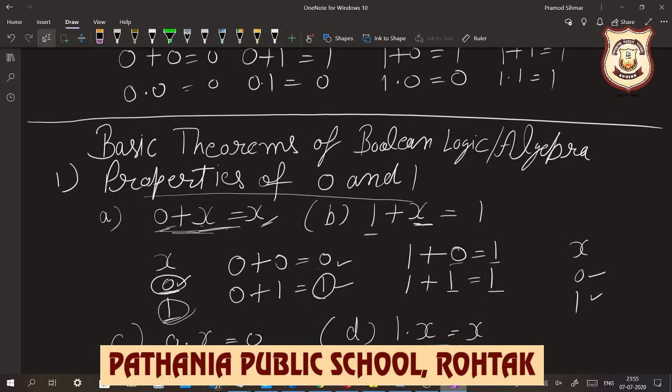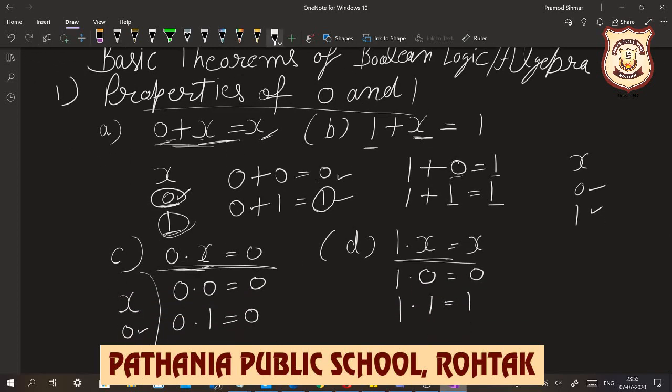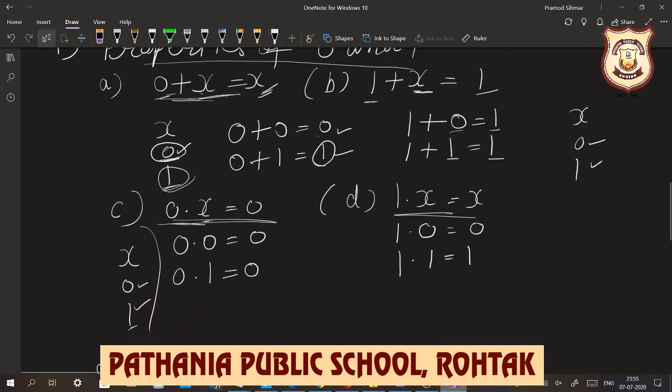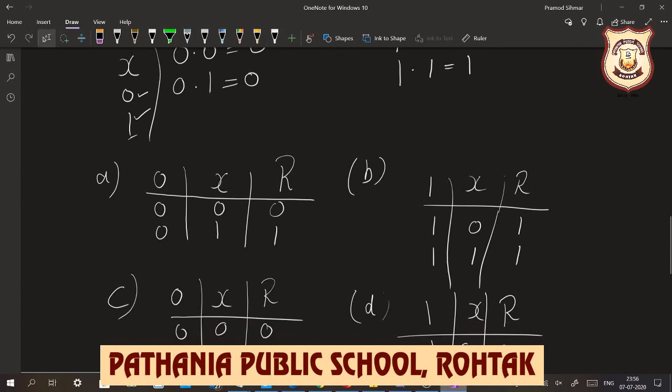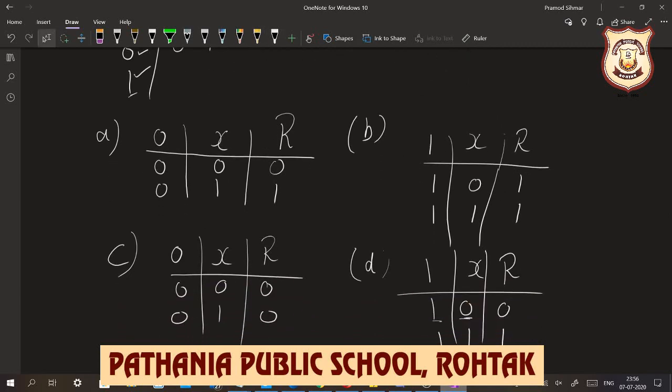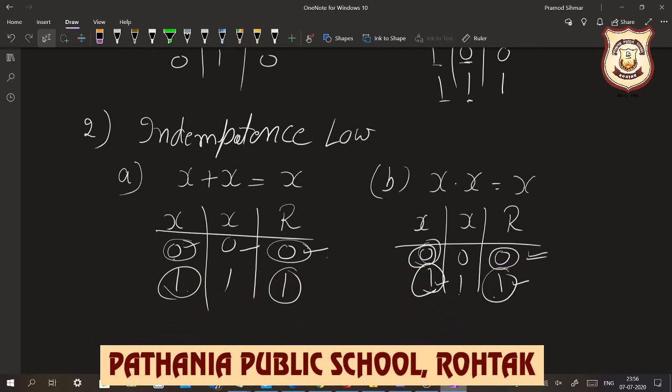After that we learned two basic laws here. One is the properties of 0 and 1 laws. In this we learned that 0 plus x is always x and 1 plus x is always 1, and we have also proved it here. And then 0 multiply x is equal to 0 and 1 multiply x is equal to x here. And after that we learned the idempotence law. In the idempotence law we learned that x plus x is always x and x multiply x is always x here.